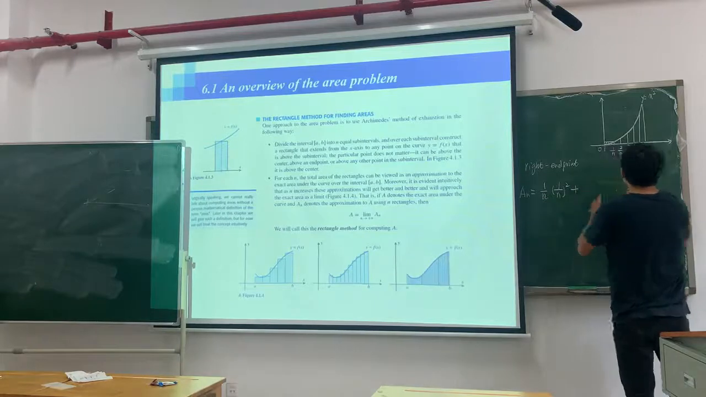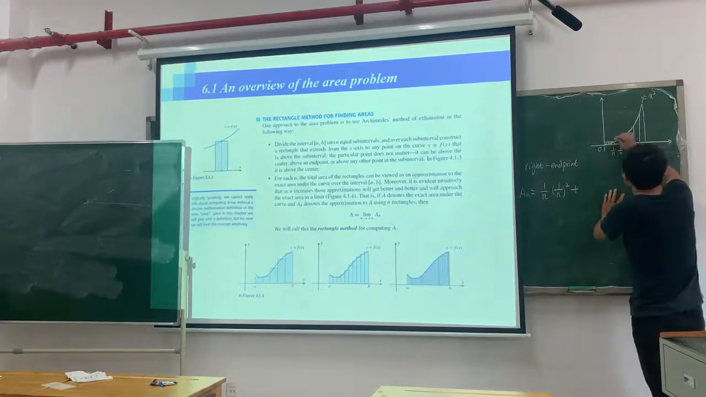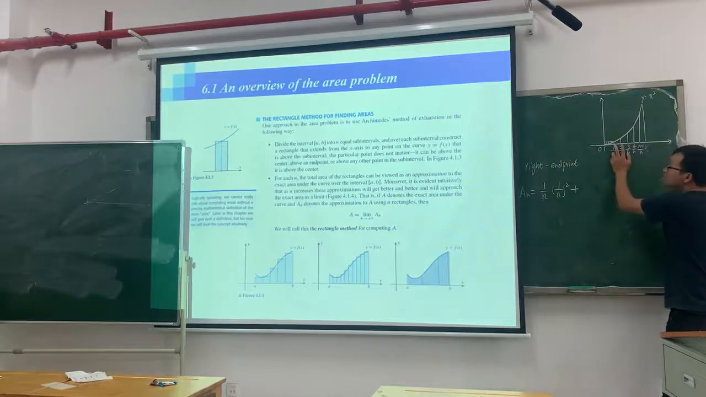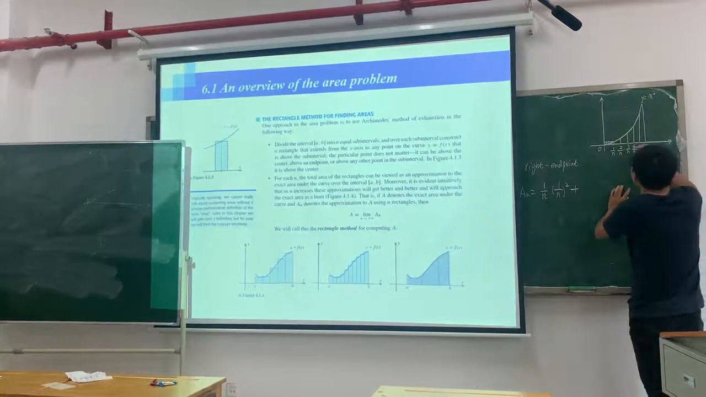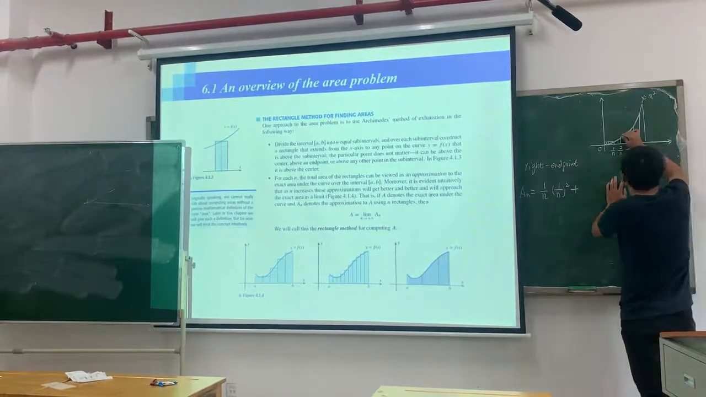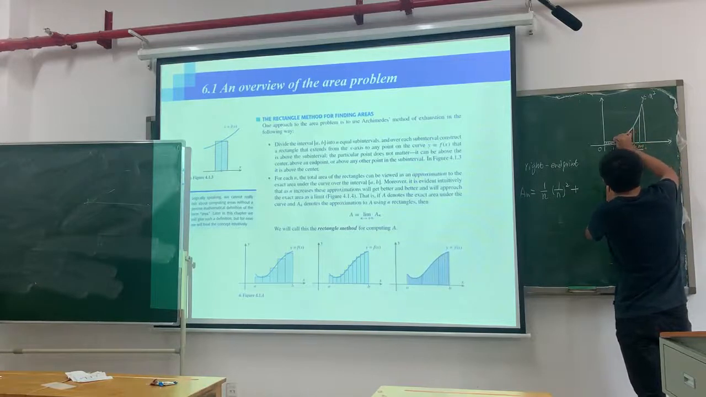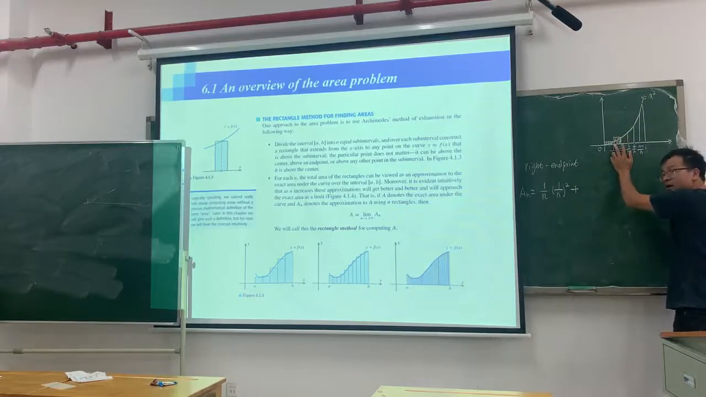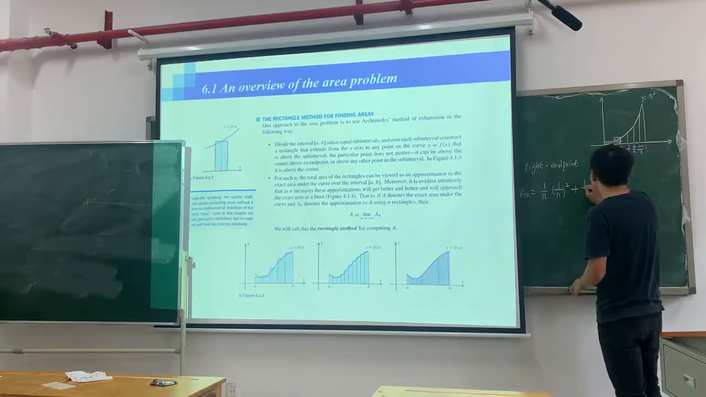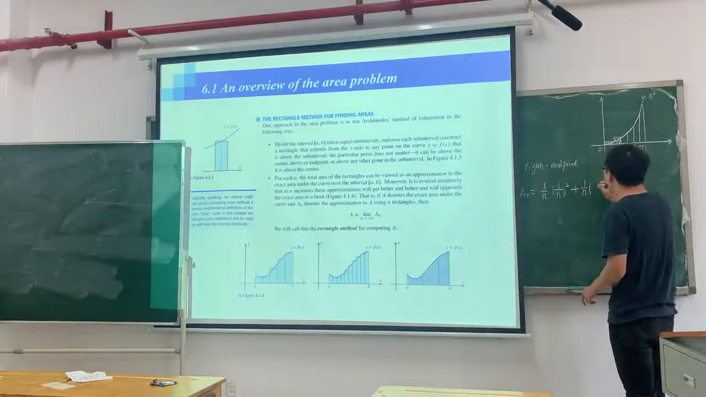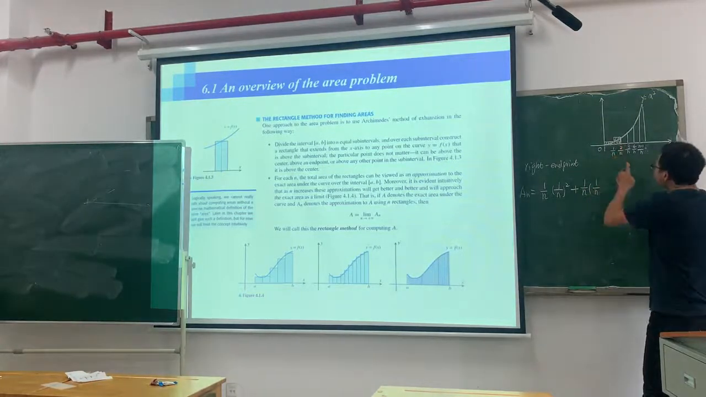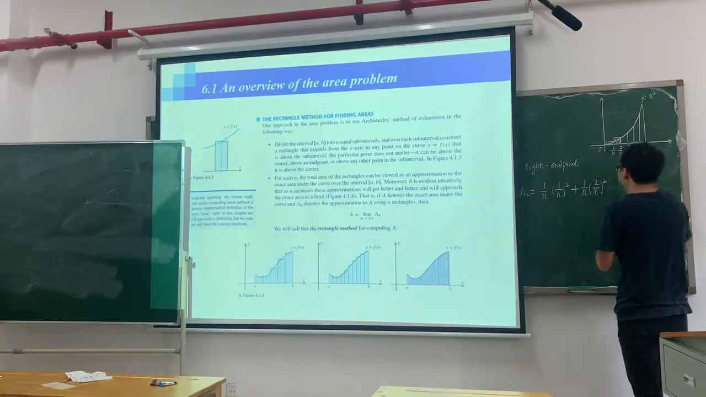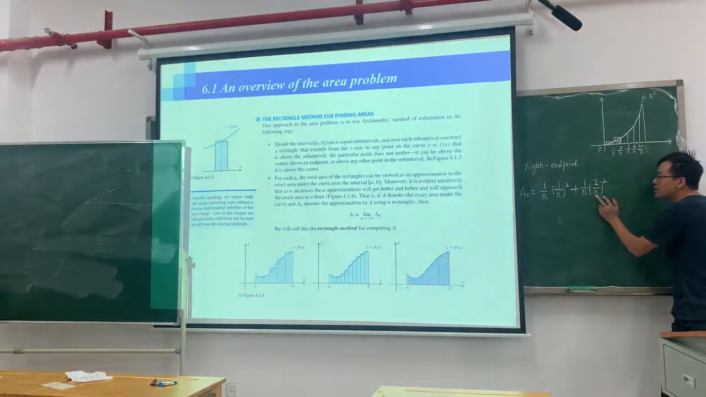Okay, the second rectangle here is also the length is 1 by n, and the y actually we take the right endpoint, so we take it here. This is the second rectangle, so here the length is 1 by n, and the width is 2 by n squared. This is the area of the second rectangle.